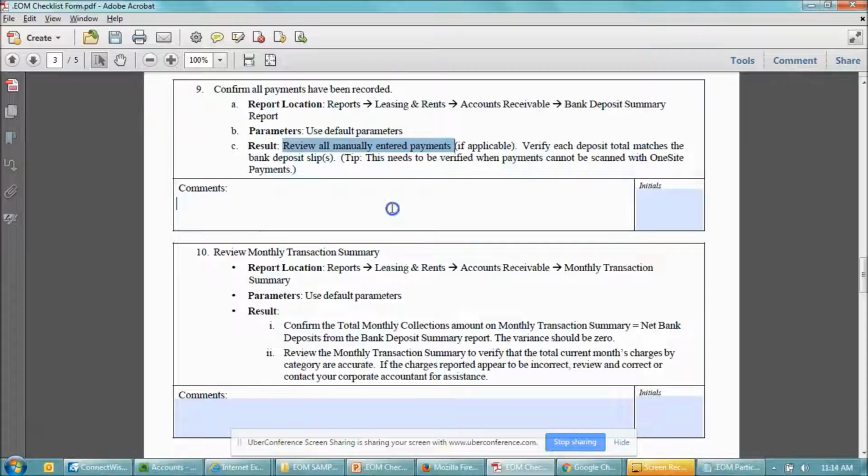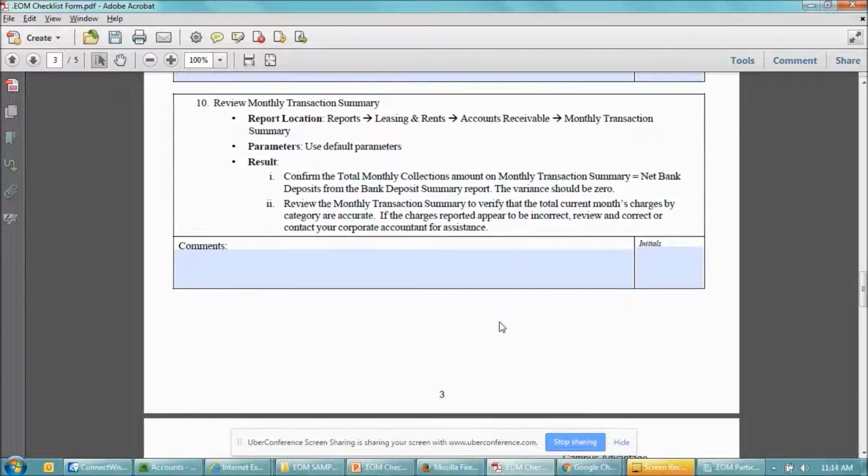All right. And for that one, we would put looks perfect. And this was, all right, number 10, review the monthly transaction summary.